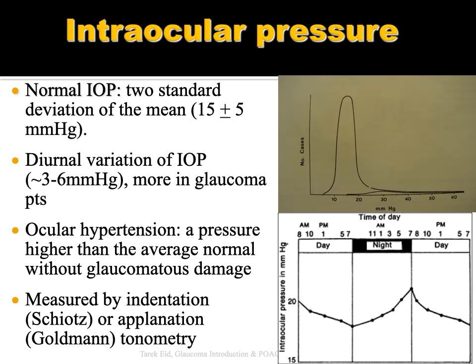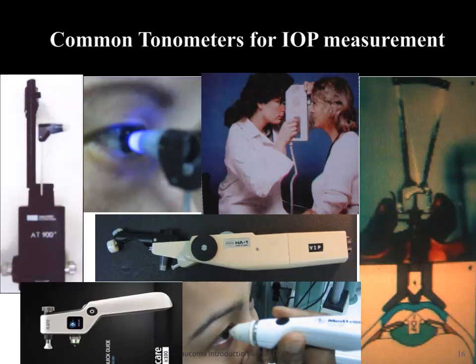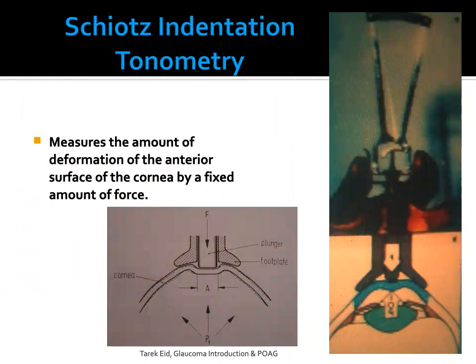Also, sometimes the pressure is more than the average, but still the patient does not have neuronal damage. And in this case, we consider it ocular hypertension. How can we measure the intraocular pressure? We have many machines that can be used to check the intraocular pressure, like the Schiotz tonometer, the applanation tonometer, the air-puff, the Tonopen, the iCare, and the Perkins tonometer. Let us see, just in brief, some examples of the methods to test the intraocular pressure.